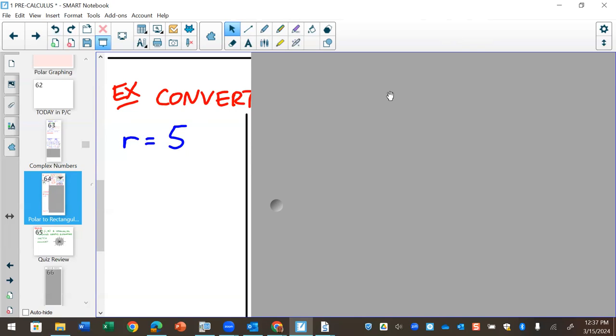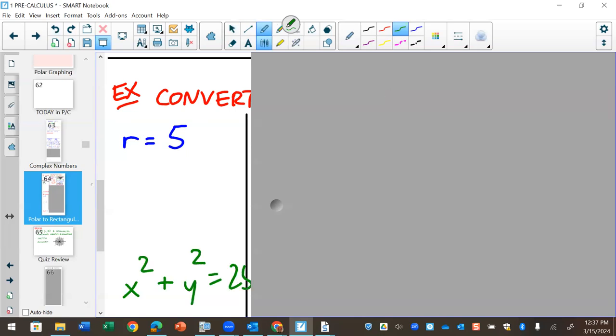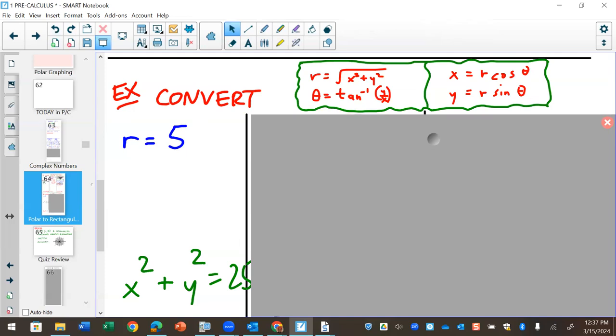Okay, here we go. Two of these will be on the quiz. Let's end it. All right, the first one says r equals 5. Name that shape. Circle with radius 5. So could you cheat and go right to here? Yes, you could. But let's do it the old-fashioned way. We're going to use our conversion formulas.